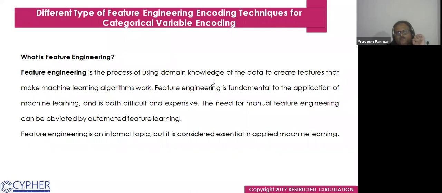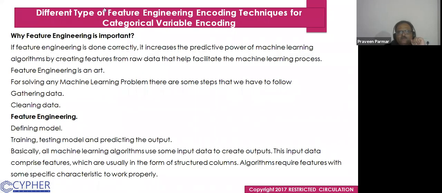I will explain the manual feature engineering and the automated feature learning later on. We have some packages which automatically do this task of feature engineering. And sometimes we have to use our manual process to convert the data into that form. And here I will explain some more things: why feature engineering is important.